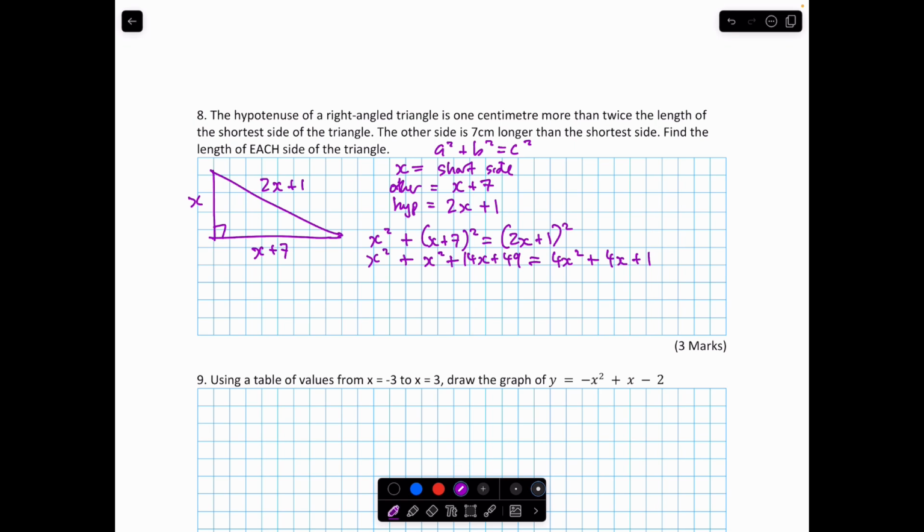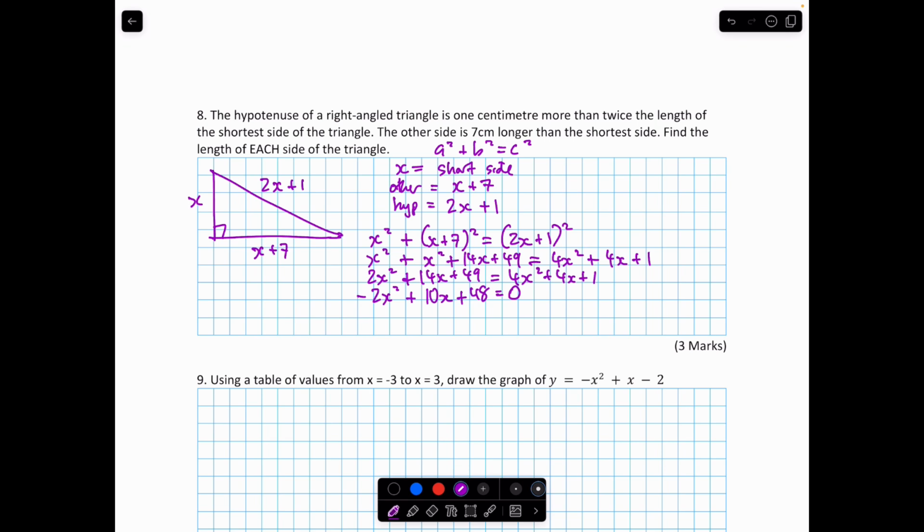Collect like terms. X squared plus x squared, I've got 2x squared on the left-hand side. No other like terms to collect. 4x squared plus 4x plus 1. Collect the like terms on the left-hand side. The opposite of adding 4x squared is negative 4x squared, so you're going to have negative 2x squared on the left-hand side. Opposite of adding 4x, take 4x, you're going to have positive 10x. Opposite of adding 1 is taking 1, so you're going to have plus 48 equals nothing.